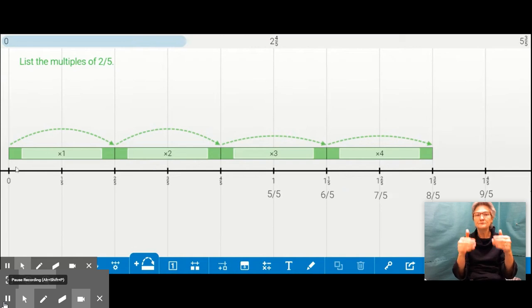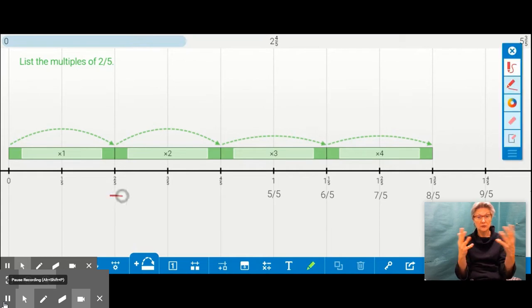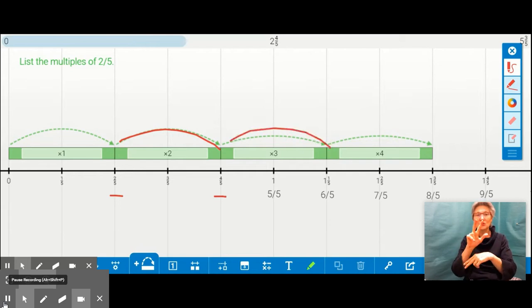So here we're going to take 2/5 and we're going to multiply it by our first counting number of 1. Well, 1 times 2/5 is 2/5. Now we're going to do 2/5 times 2, you'll see in our second hop. And 2/5 times 2 is 4/5. We're now going to do 2/5 times 3, our next counting number, and we get 6/5.